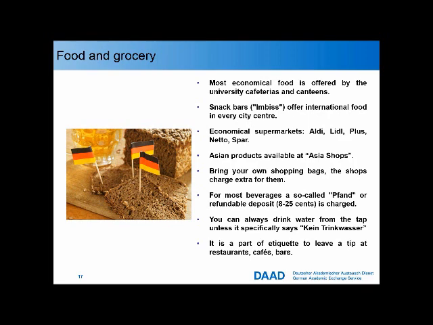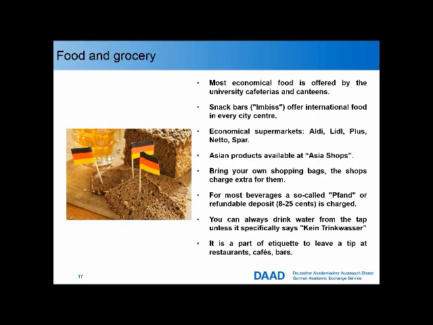So food and grocery. Those who are purely vegetarians also do not have any problems in Germany. But as mentioned in the previous slide, you can take some food items to munch, or some spices that you specifically need. Economical food is offered in the cafeterias and canteens of universities. There are also snack bars, called Imbiss, which are in every city center.